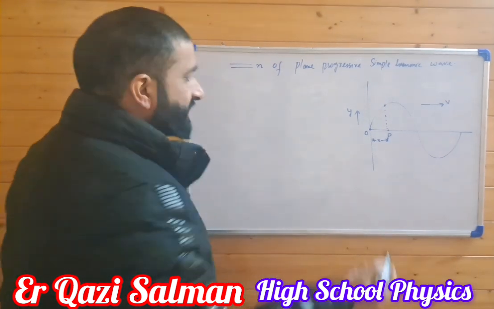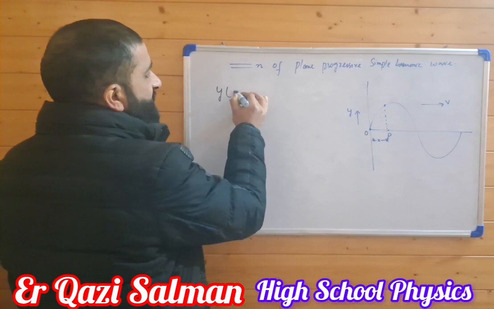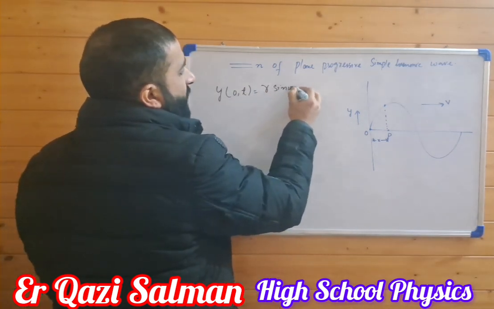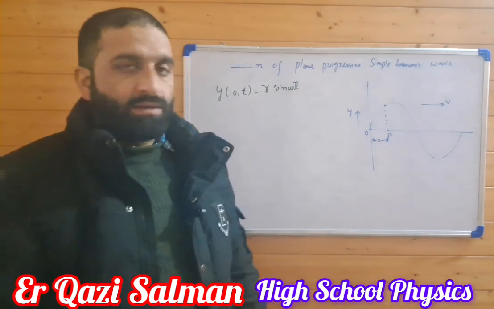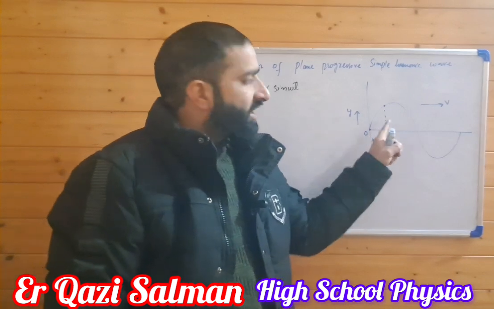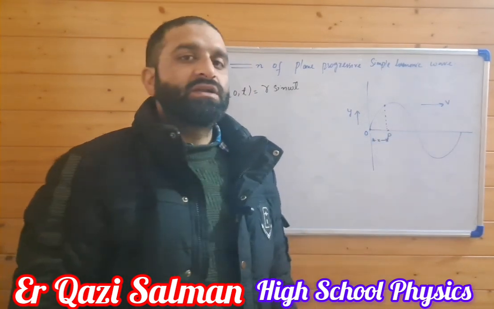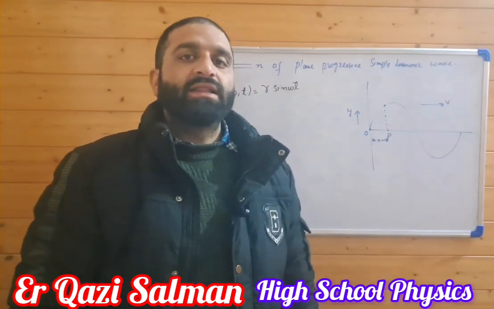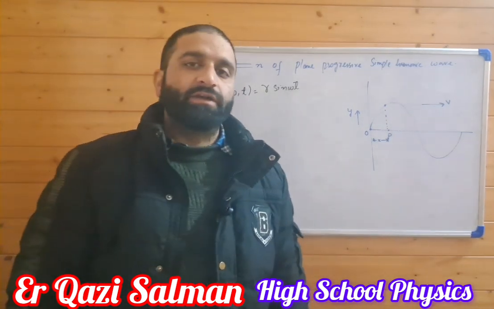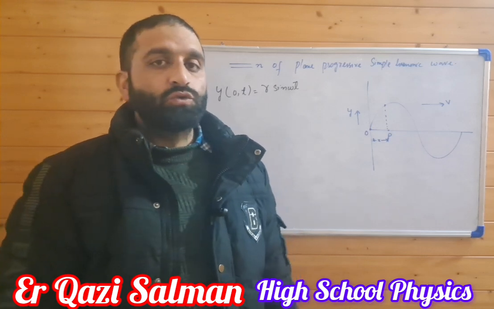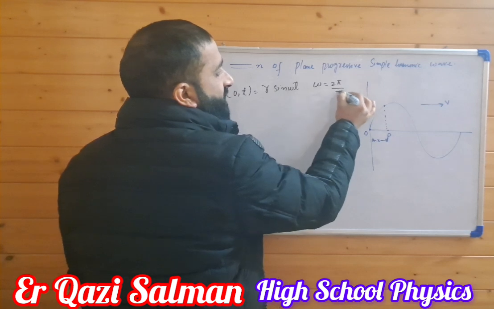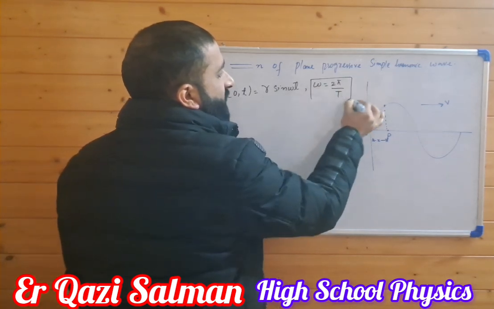So the function is sine. So y at 0 comma t is equal to r sine omega t, where r is the amplitude and it is the sine function. Why the sine function? Because it is starting from 0. If it had started from 1, then there would be a cosine function. Now we already know that omega is the angular frequency, and angular frequency is equal to 2 pi by T. So omega is equal to 2 pi divided by T. It is called the angular frequency.